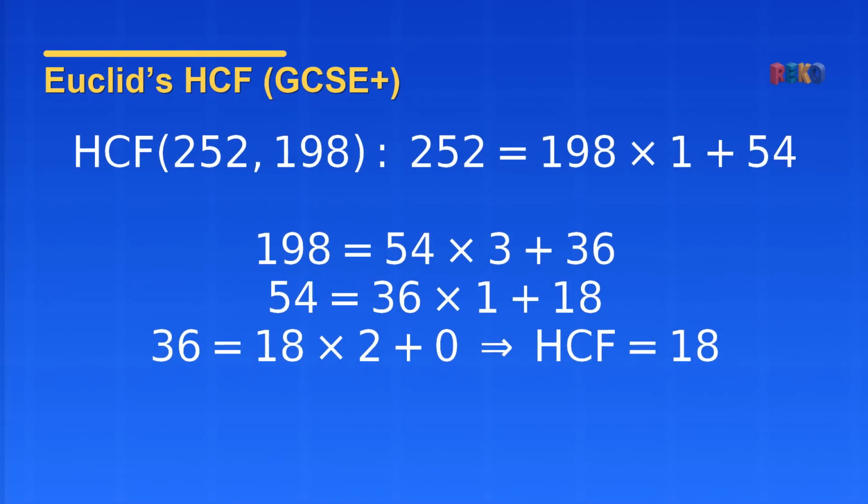This is Euclid's algorithm, a fast way to find the highest common factor using division remainders. Start by dividing the larger number by the smaller one, and record the remainder. Then divide the previous divisor by that remainder and keep repeating. When the remainder finally becomes 0, the last non-zero remainder is the highest common factor. Here, the process gives us 18 as the highest common factor of 252 and 198.